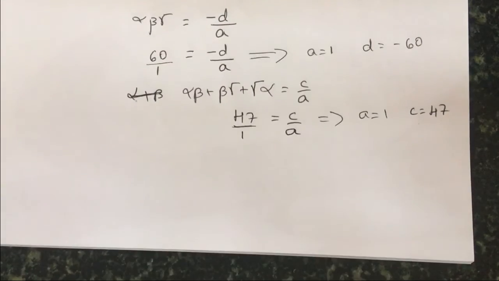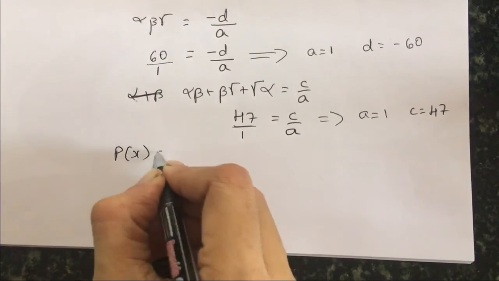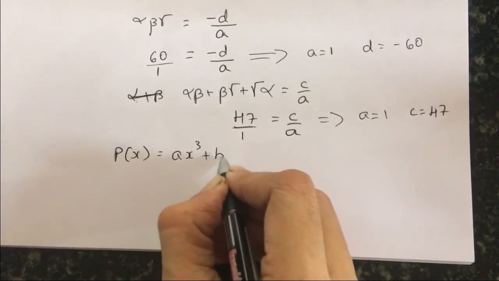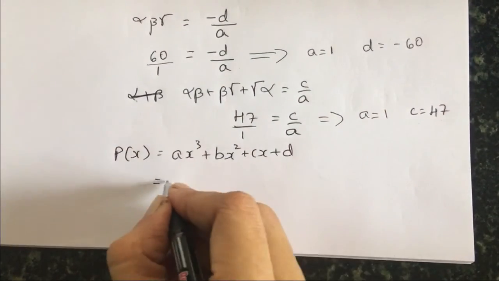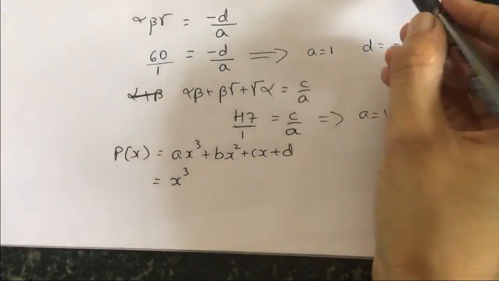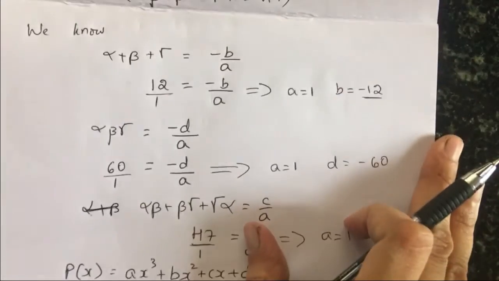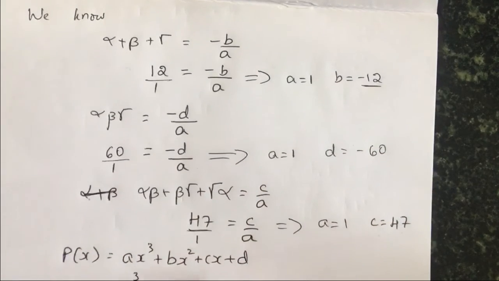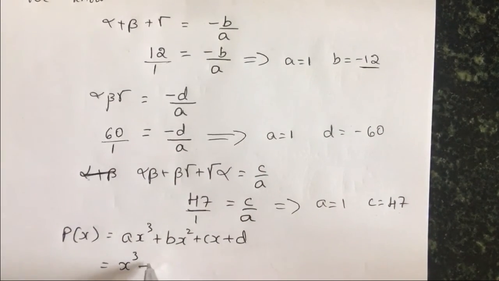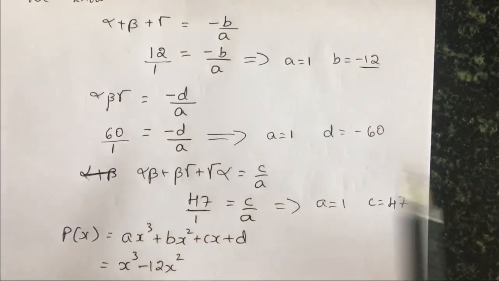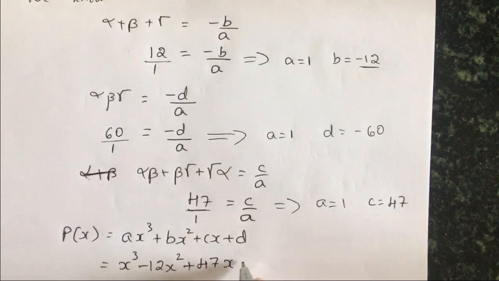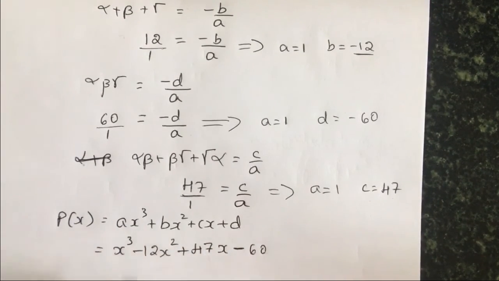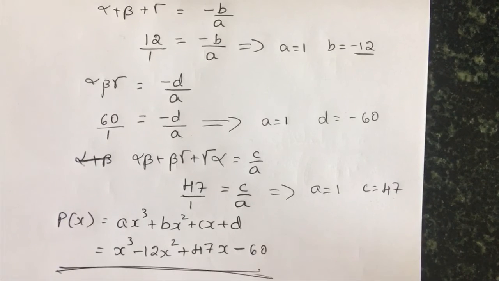So what is the general form of P of x, a cubic polynomial? It is ax cube plus bx square plus cx plus d, right. a is 1, so x cube plus b is minus 12, so I can write minus 12x square plus cx, c is 47, so 47x plus d is minus 60. So this is my cubic polynomial.